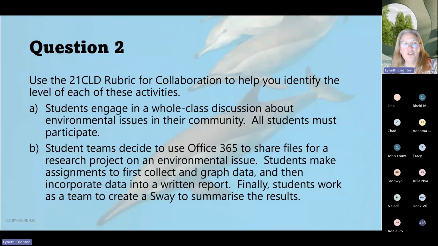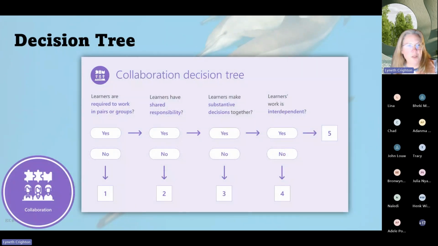So the students engage in a whole class discussion about the environmental issues in their community, and all students must participate. So if we look at the decision tree, the first question is, are learners required to work in pairs or groups? Thumbs up if that's a yes, and wow or surprised if it's no. In other words, are we going to ask the next question?